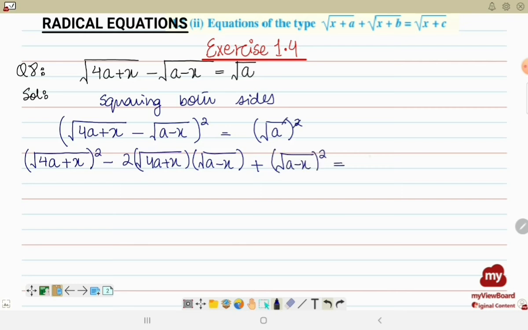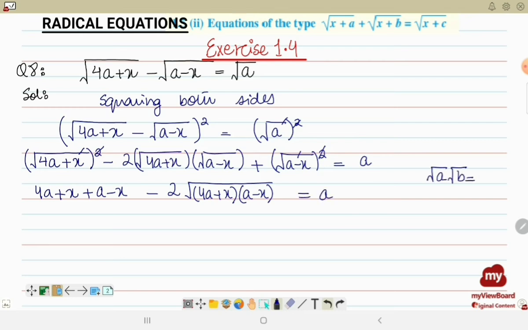Square will get cancelled by the root on the right hand side, and we are left with just a. We'll further simplify the left hand side by opening up the square. Square will get cancelled by the root. Here we are having 4a plus x. Now in the last term, square will get cancelled by the root, and we are left with a minus x. And for the value of 2ab, you are going to multiply these two radical signs. So 4a plus x, since we have studied the property of the radical sign, which is that if radical signs are written separately, you can write them collectively. So you have to multiply the two terms which are under the radical signs.